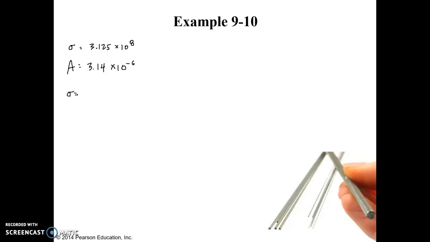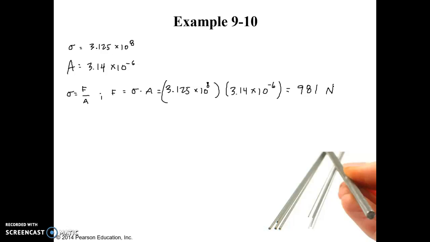And if stress is the force divided by area, and we want to know force, then the force is just going to be equal to the stress times the area. So the force is going to be 3.125 times 10 to the 8th, which is a really big number, times 3.14 times 10 to the negative 6th, which is a really small number, and that equals 981 newtons. It looks like I'm about out of time, but I think I've finished this problem, so we'll pick up on the next video.